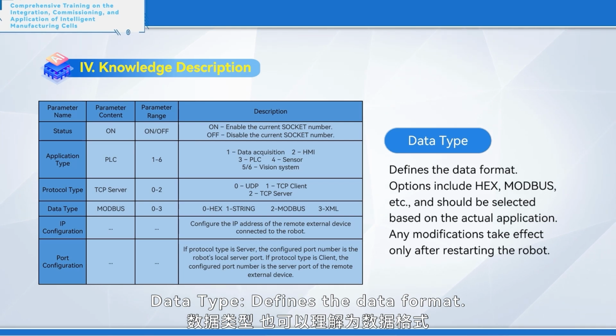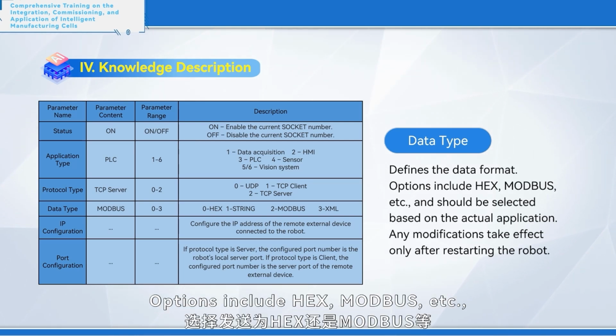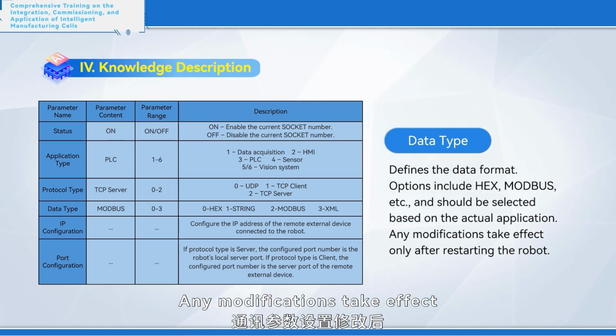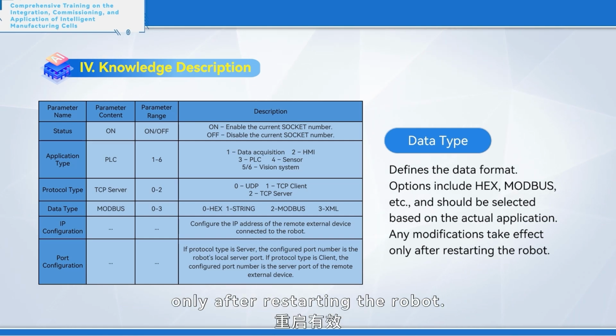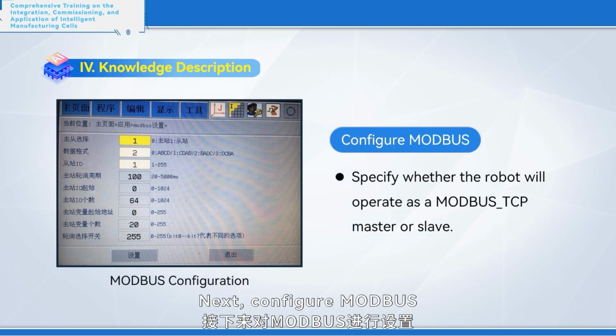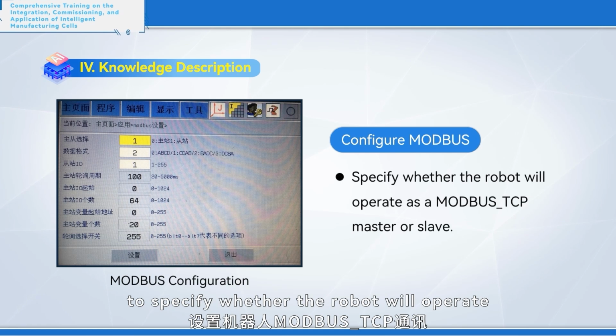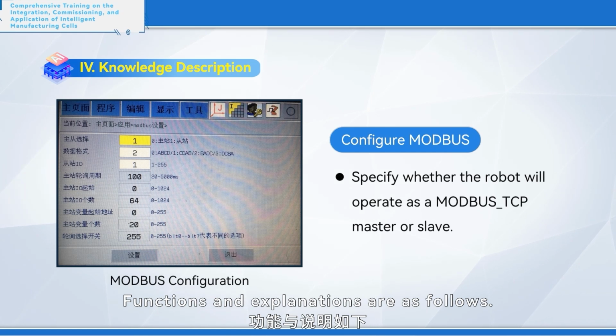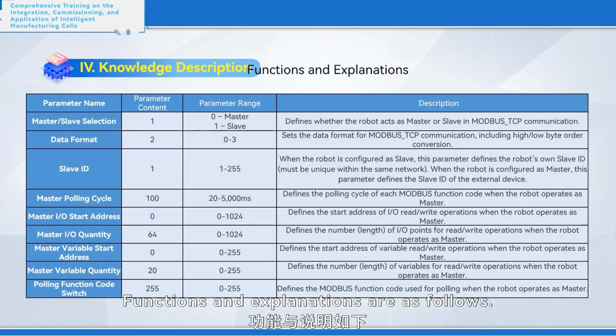Data type defines the data format. Options include HEX, Modbus, etc., and should be selected based on the actual application. Any modifications take effect only after restarting the robot. Next, configure Modbus to specify whether the robot will operate as a Modbus TCP master or slave. Functions and explanations are as follows.